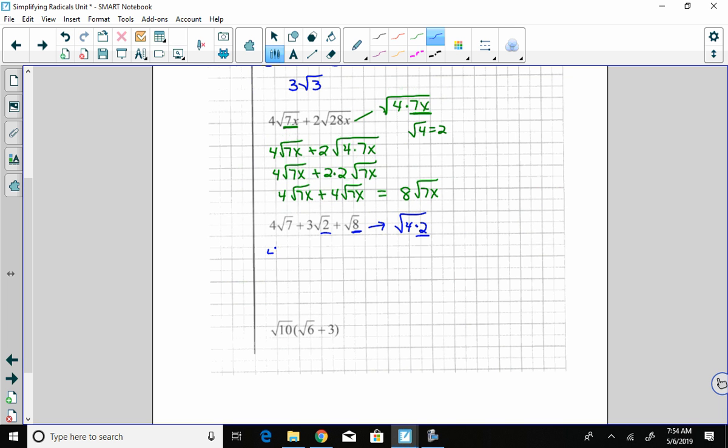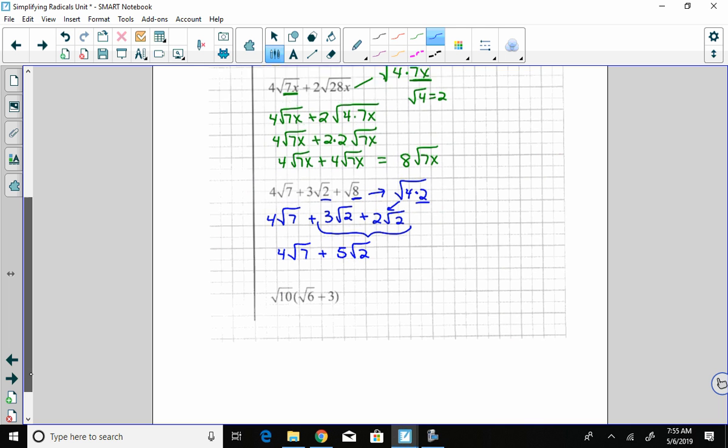So my 4 root 7 is just going to hang out front, plus 3 square root 2 plus this becomes 2 square root 2, which means I can combine those two because they have the same radical. 4 root 7 I cannot combine because they don't have the same radical, plus 5 root 2, and there we go. All right, last one.